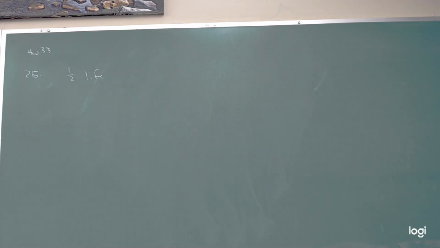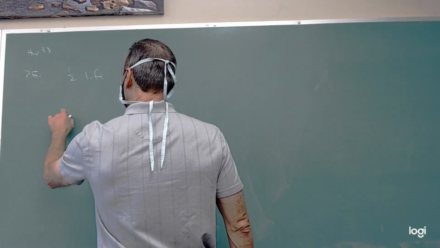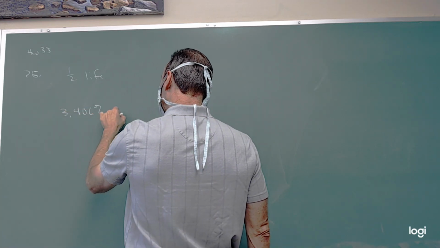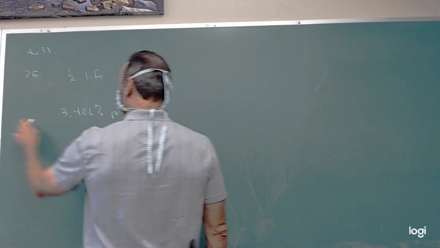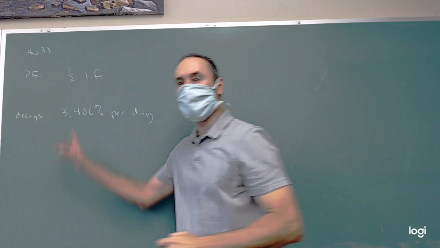Oh yeah, Einsteinium 253 decays at 3.406% per day. Does that sound right? Does that look like the decimal you're getting? So 3.406% per day. So this is how Einsteinium decays. Does that look like the decimal you get?